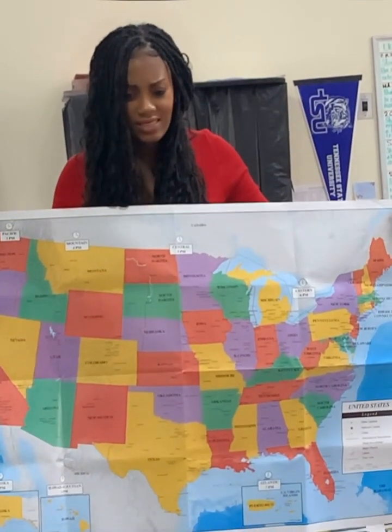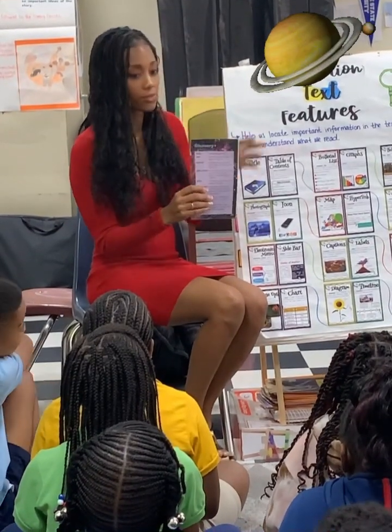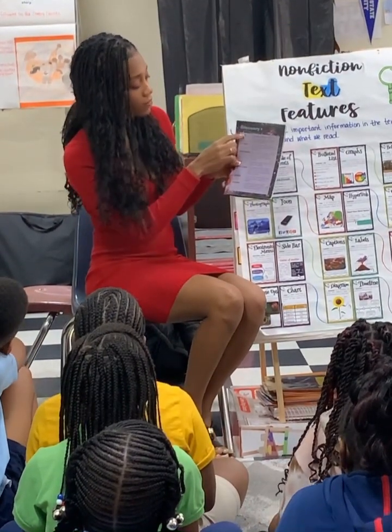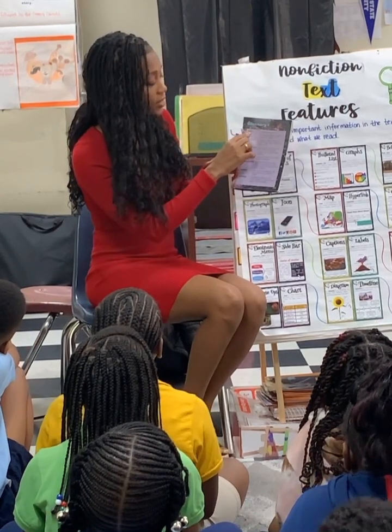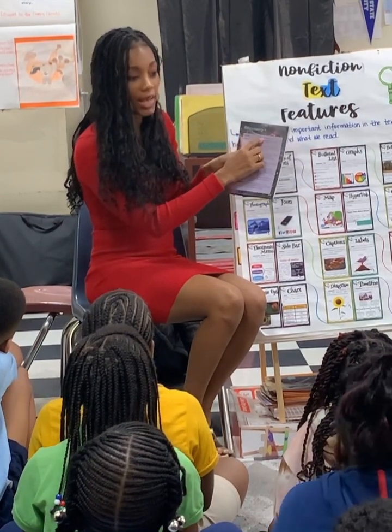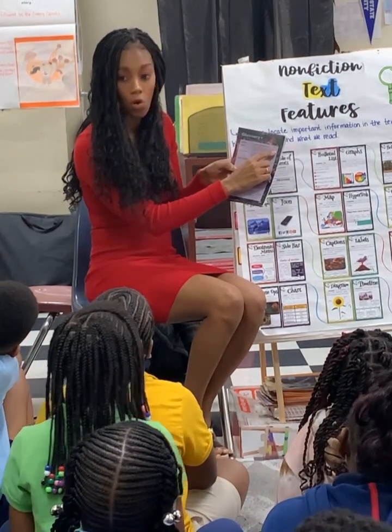Does that make sense? Yeah. We're looking at this book on Saturn. This is the glossary in the back of the book. All of these words within the book were in bold print. So for instance, it says the word crater. It gives me the definition of the word crater. It says a bowl-shaped hole.